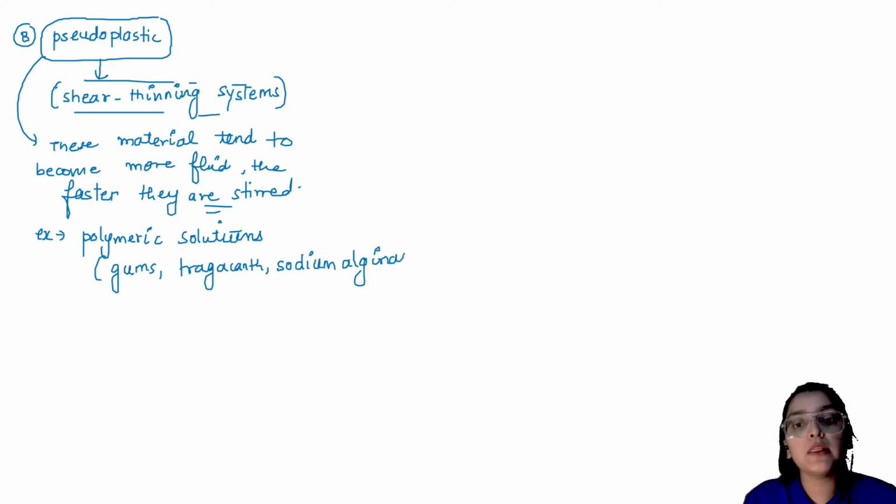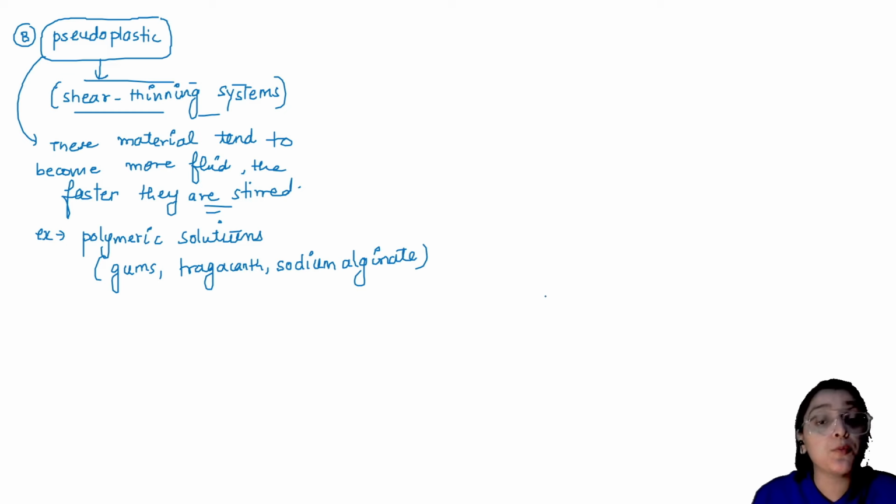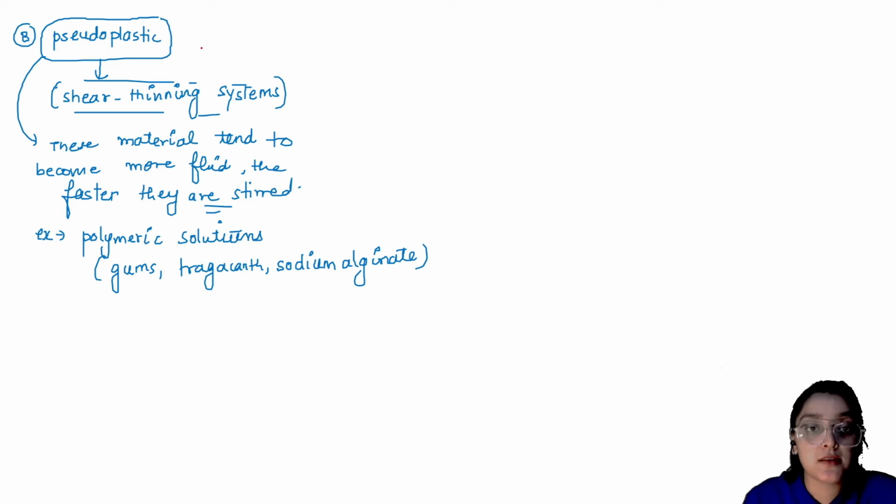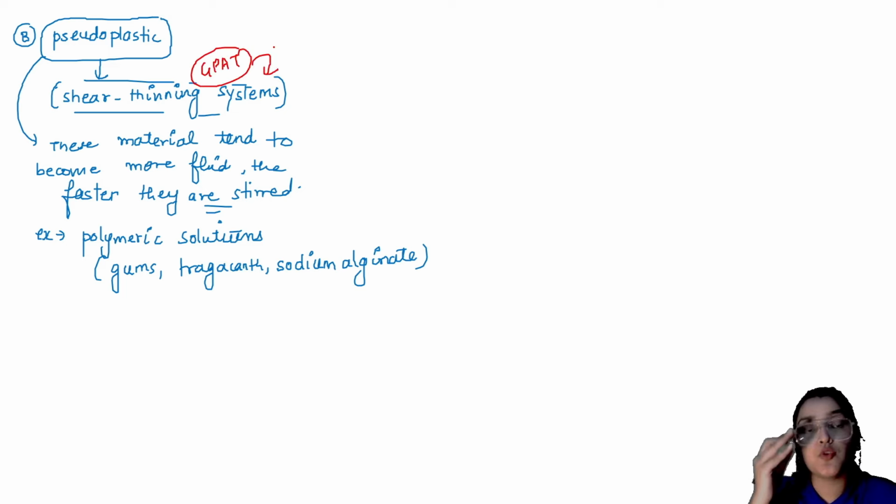Okay, all these polymeric solutions are examples of the pseudoplastic systems, or the shear thinning systems. Now as I have mentioned, as far as the topic is concerned, the question is directly asked which among the following represents the shear thinning system. So you must know the pseudoplastic ones represent the shear thinning systems.